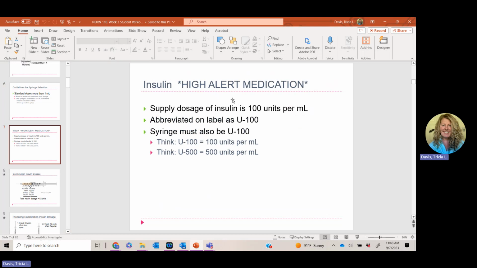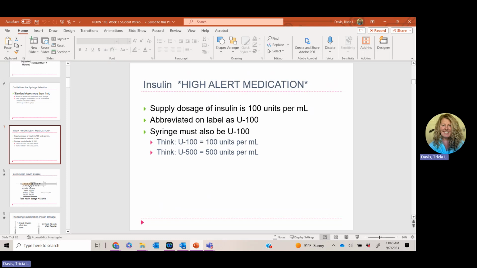So we're going to talk about some high alert medications. When we think about a high alert medication, this is a medication that has a high probability that it can cause significant injury to the patient if they don't get the right dose. So insulin is one of those high alert medications. We use insulin to control blood sugar in patients that have diabetes.